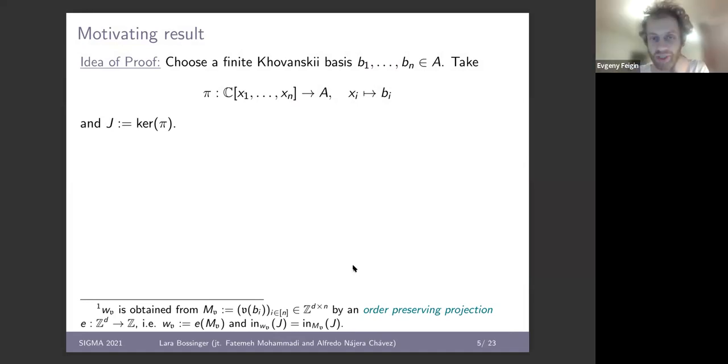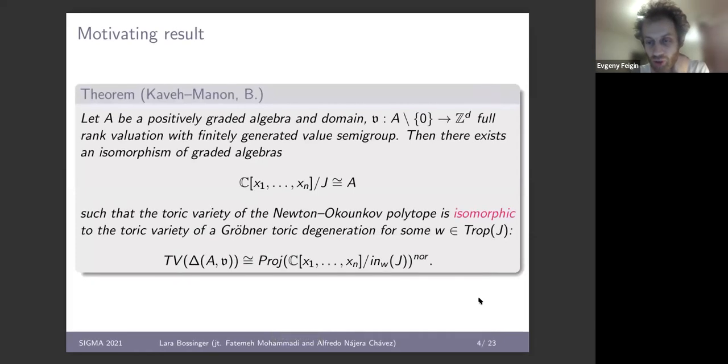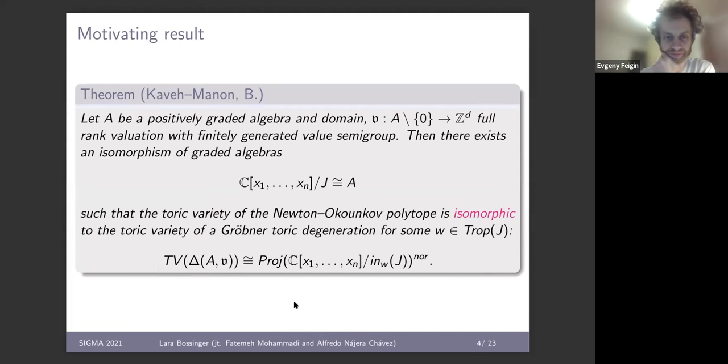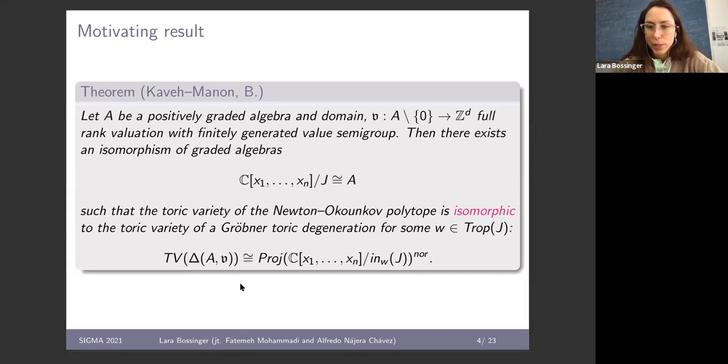Lara, I'm sorry, could you please repeat what's the notation for NOR, the upper index? This denotes the normalization. So the projective spectrum of this toric algebra is usually a non-normal projective toric variety. But on the left-hand side, the toric variety associated to a polytope will always be normal. So the normalization of the right-hand side is the toric variety associated to this polytope. Okay, thank you. You're welcome. Thanks for the question. And feel free at any point to interrupt me for questions.